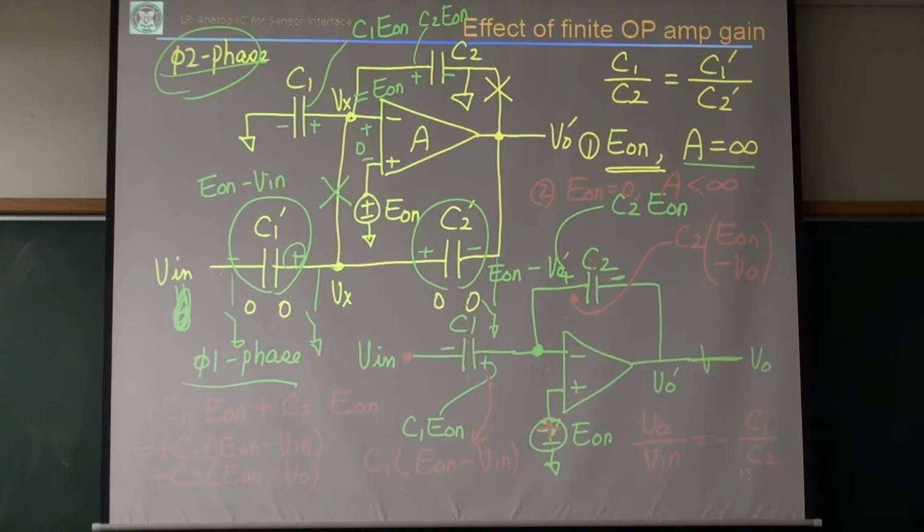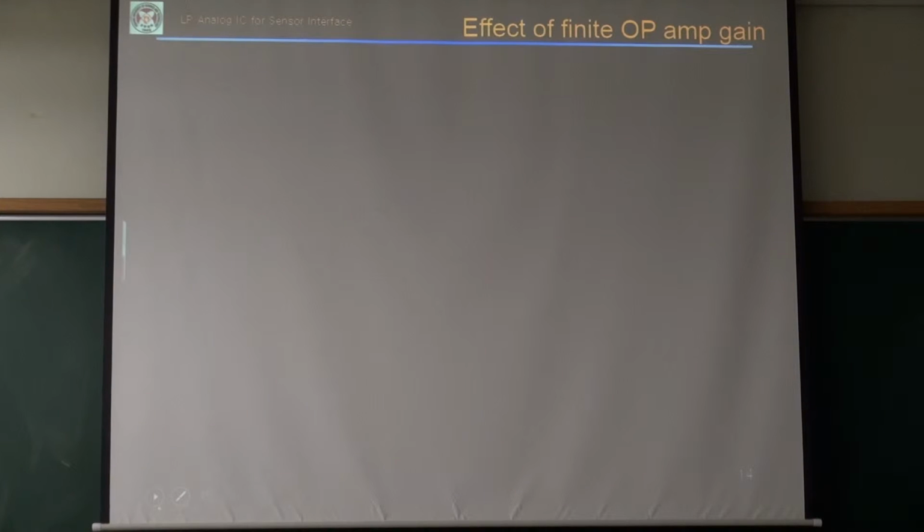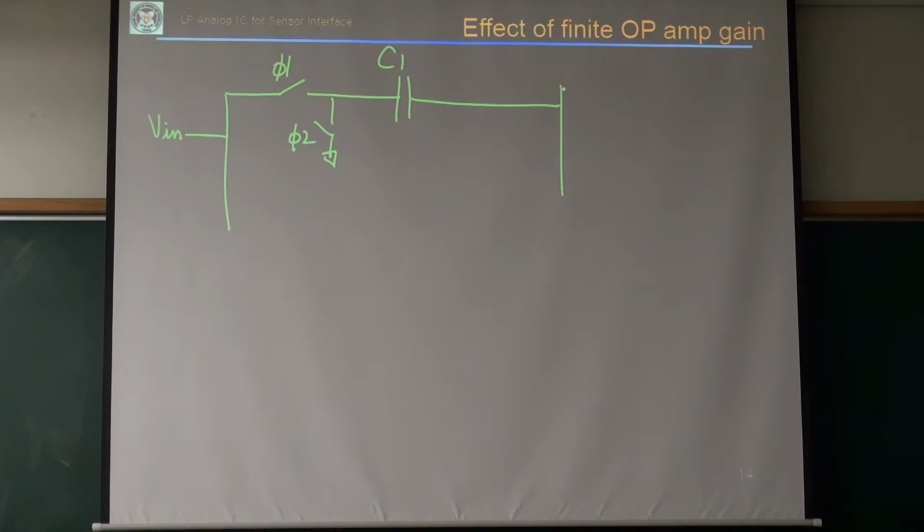Okay, any other question? Okay, let's look at the second case. Just gain error, no offset. I have a Vin here. So it's phi1 there, and phi2 there. So I have a C1 path here, and then I have a, so my offset is 0. My gain A is small.